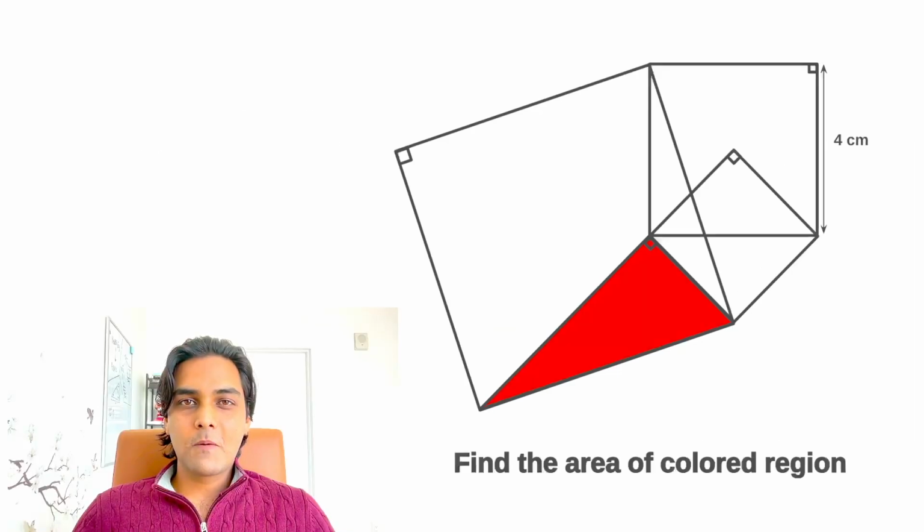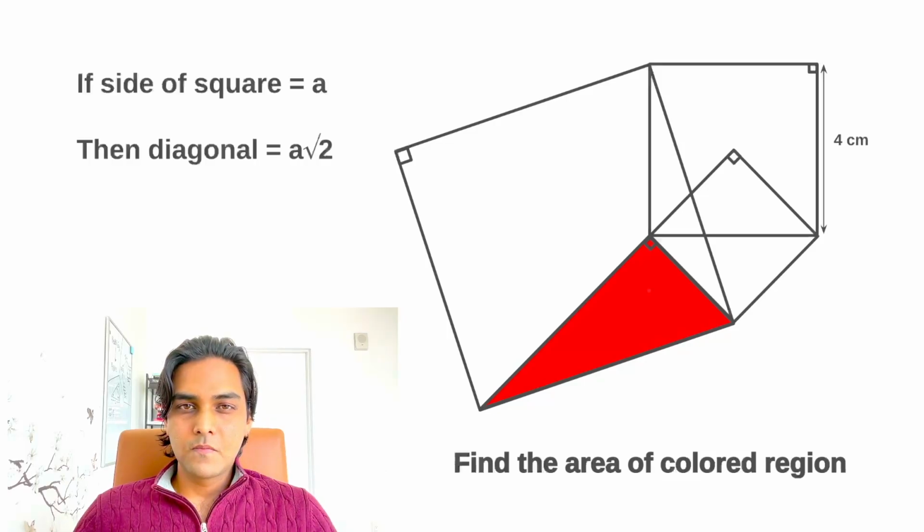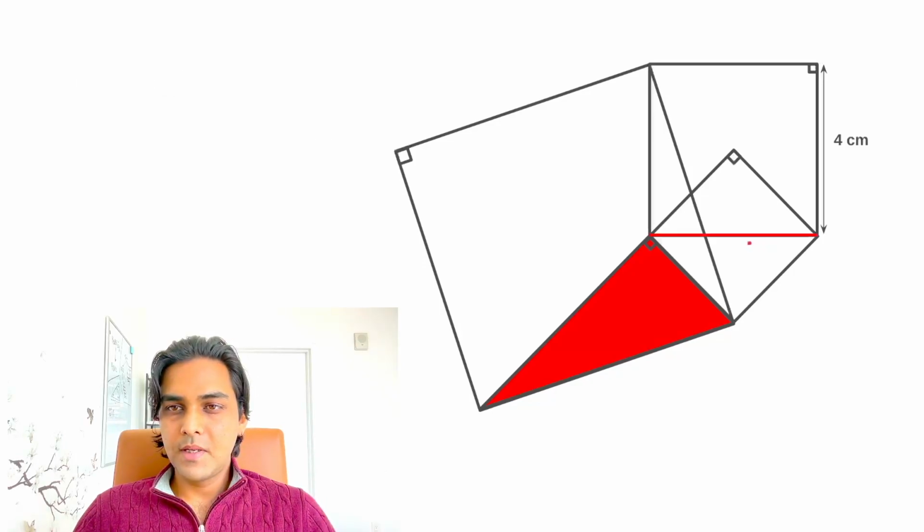As with any math problem, there are many ways to solve this question. I'm going to talk to you about my favorite one. The only thing you need to know to understand the solution is that if the side of the square is a, then the diagonal of the square is a times root 2. Let's take a look at this side of the square. This is going to be 4 centimeters. And because this is the diagonal of the second square, the side of the second square is going to be 4 centimeters divided by root 2, which is 2 root 2 centimeters. Which means that this side of the triangle is also going to be 2 root 2 centimeters.